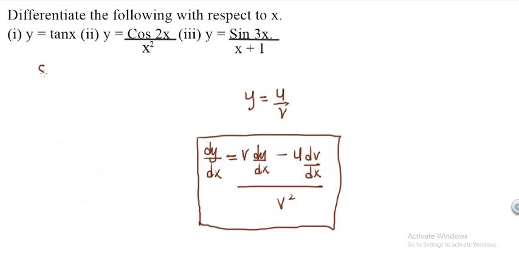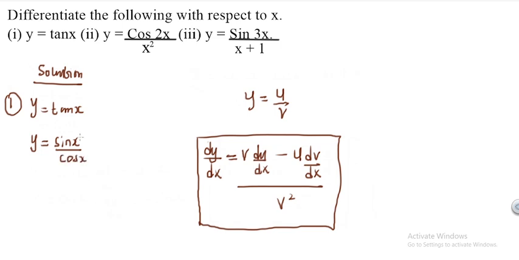Going to the first question, before I solve it, I'll write out the solution here. The first question says we should differentiate y is equal to tan x. This does not look like a fraction, but if you simplify it, tan x can be written as sin x over cos x. So we now have a numerator and a denominator. We often assign the numerator to u. So we say u is equal to sin x, and then v is equal to cos x.